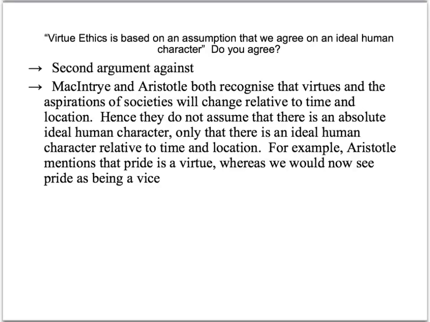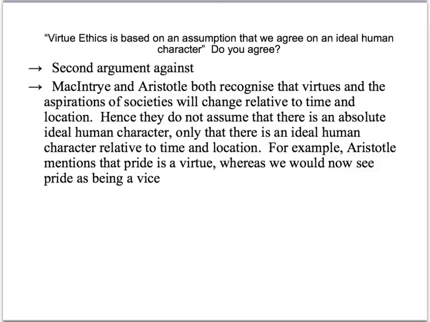But as a counter-argument, MacIntyre and Aristotle both recognise that virtues and the aspirations of societies will change relative to time and location. Aristotle was writing a long time before MacIntyre, so their lists of virtues and their goals for society are slightly different. So they don't assume that there is an absolute ideal human character that will not change, only that there is an ideal human character relative to time and location. In response to the question, you could argue that yes, they do assume there is an ideal human character, but it is not always the same, and so there is an element to which we can disagree with the statement.